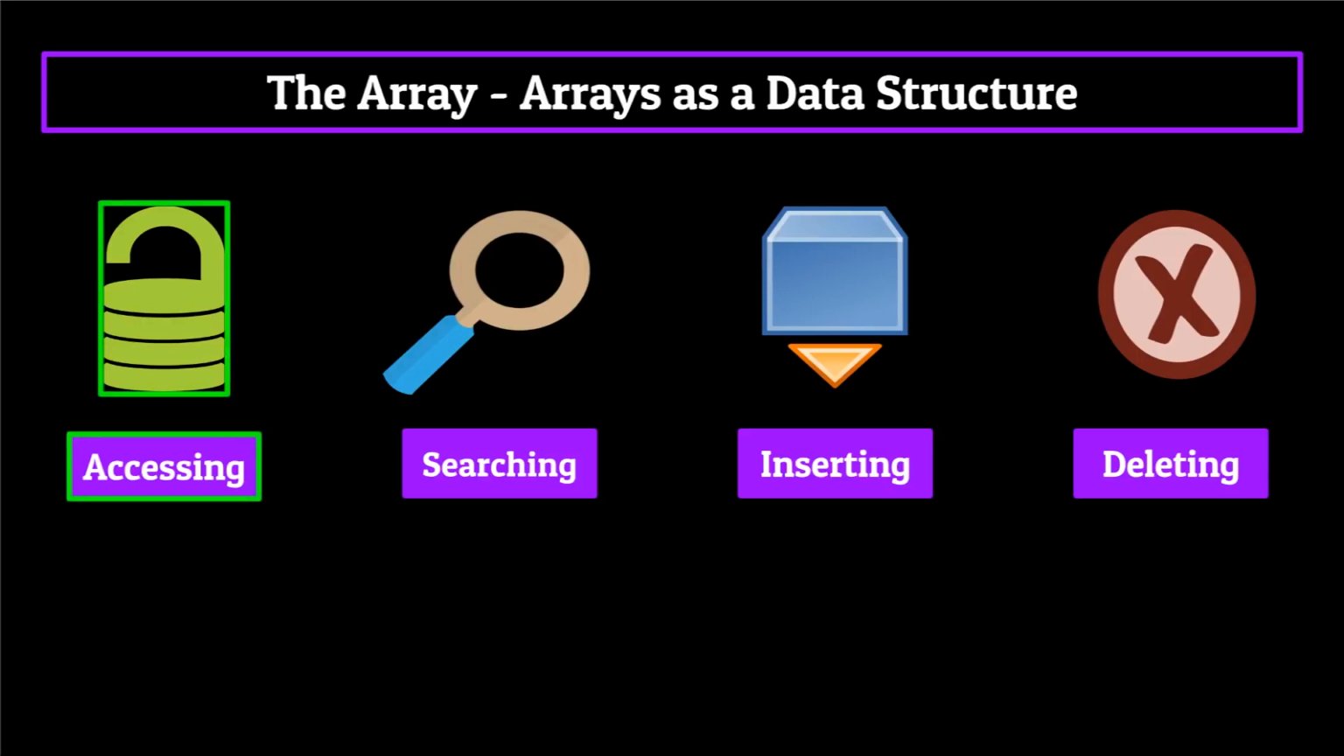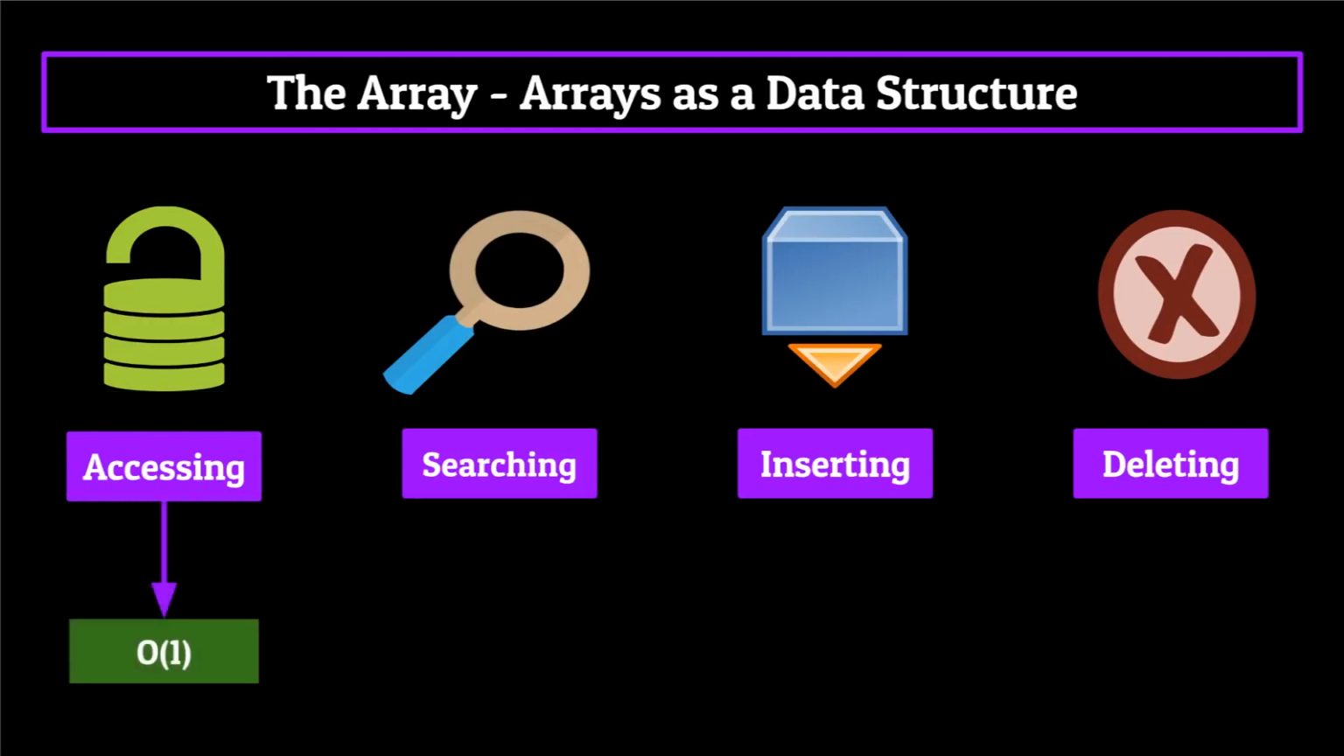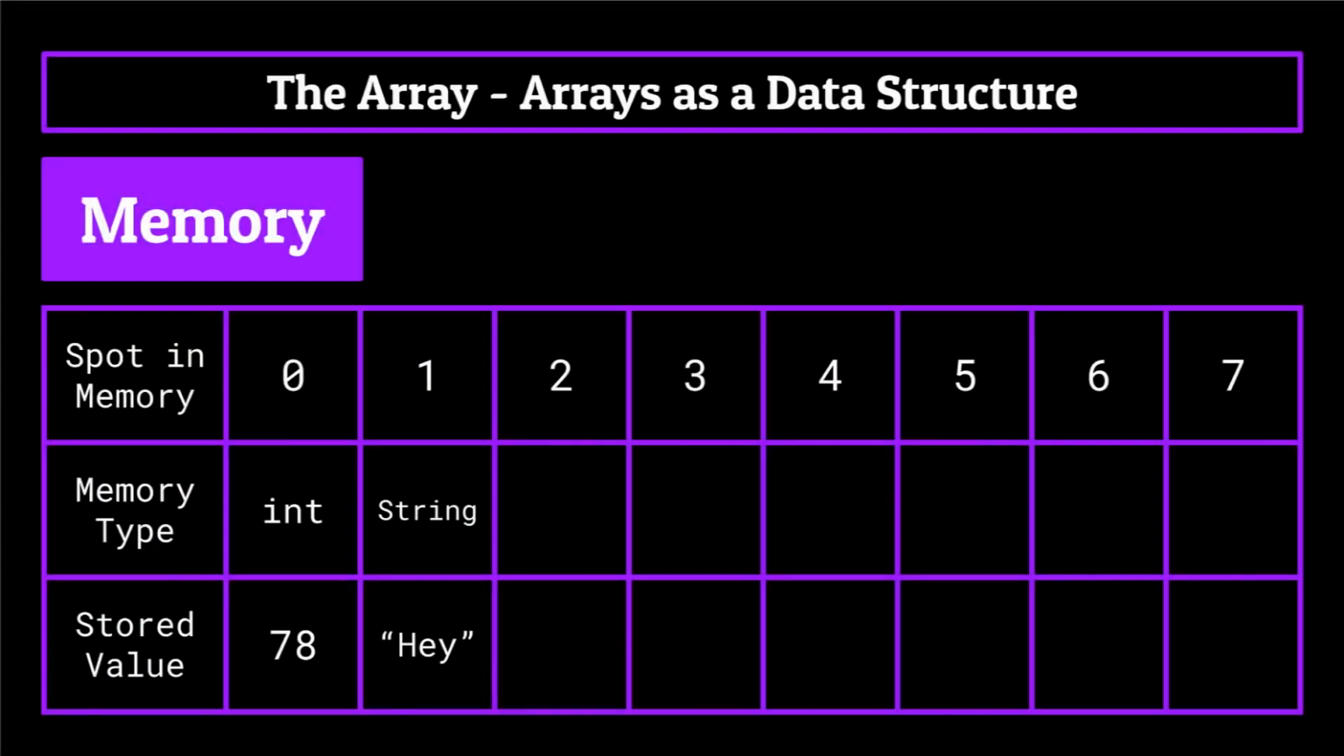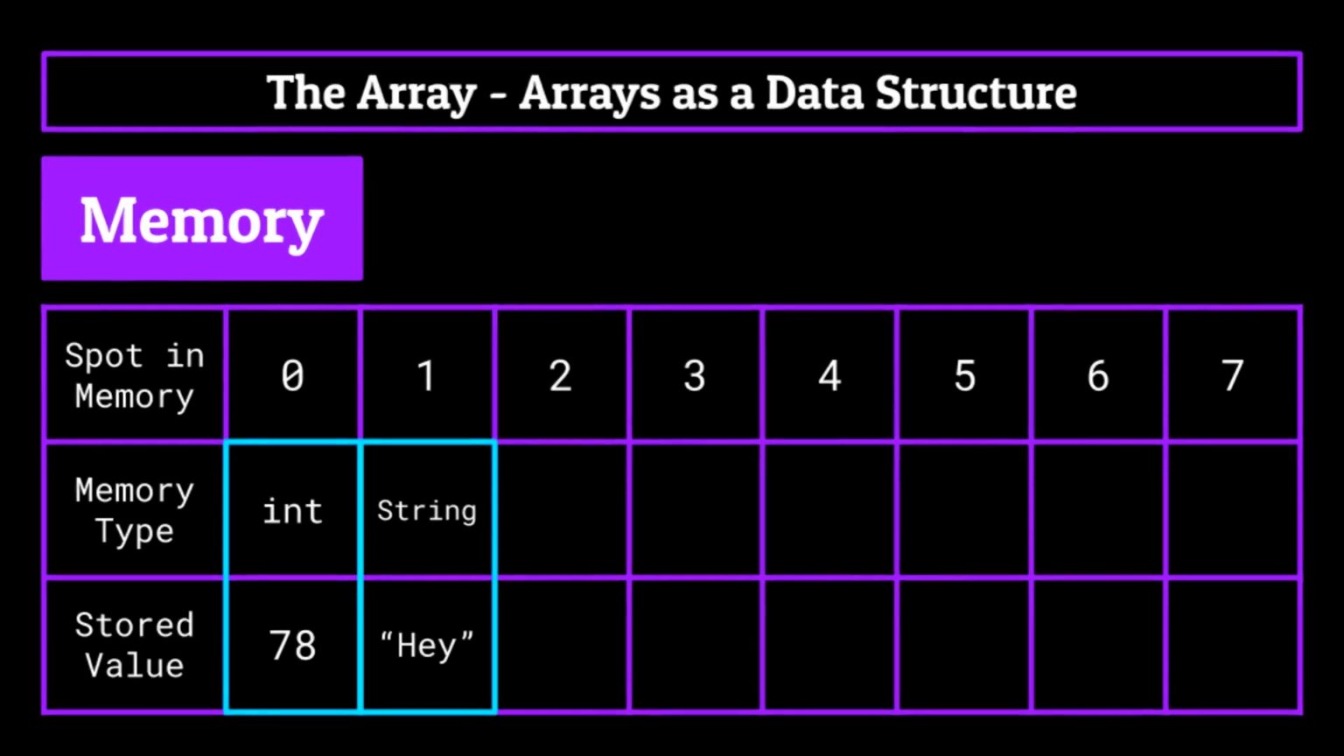Now, accessing an element within an array can be conducted in an instantaneous O of 1 time. This means that for any element within your array that you want to know the contents of, you can do so immediately by simply calling upon its index location. This has to do with the way that an array is stored within memory. For example's sake, let's look at a fake portion of memory in the computer. You can see we have some information near the beginning, maybe some integers or strings that we've initialized.